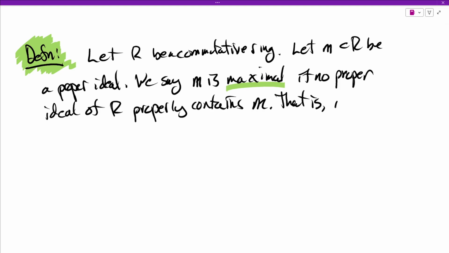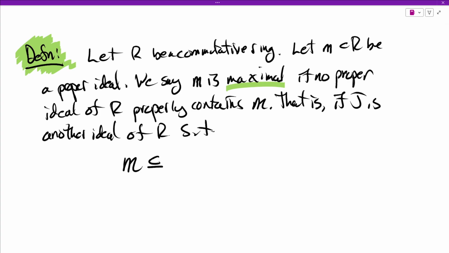Which is to say, if J is another ideal of R such that J is strictly bigger than M, then it must be that J is everything. So M is like a peak of proper ideals. There can be ideals smaller than us that we contain, but there's nothing that contains us besides the trivial ideal, which is all of R. So maximal here means maximal using the pre-order given by subset containment. So that's what a maximal ideal is.